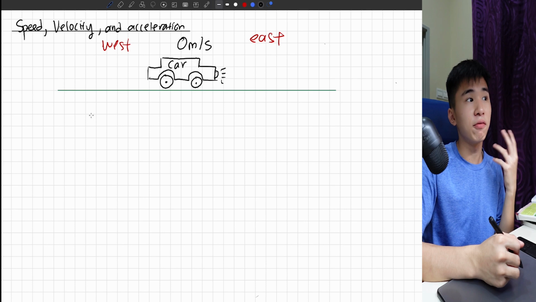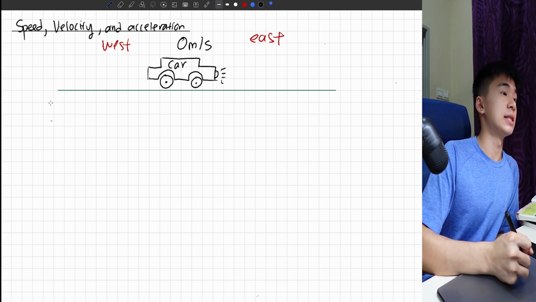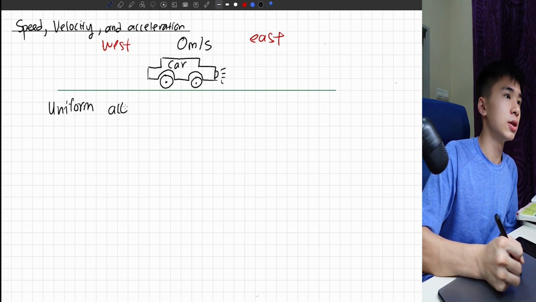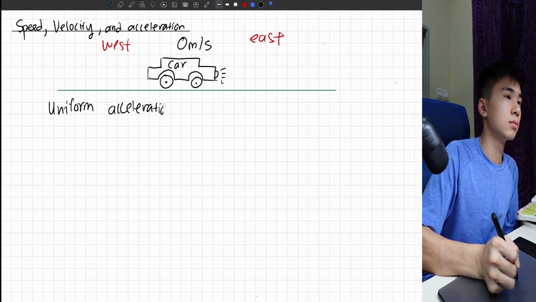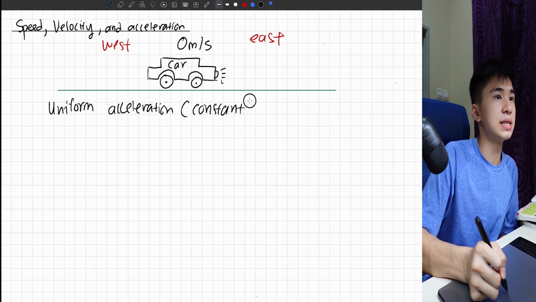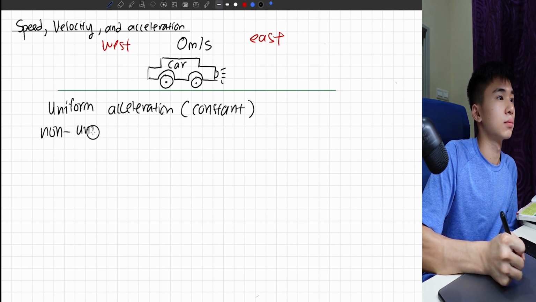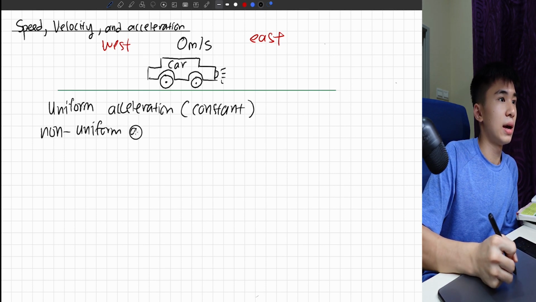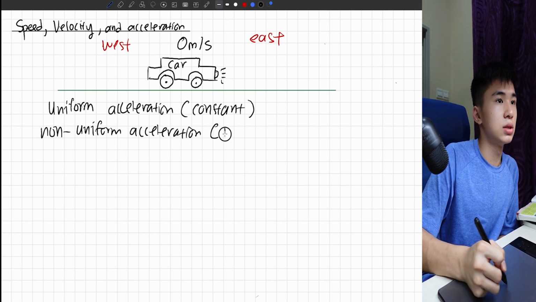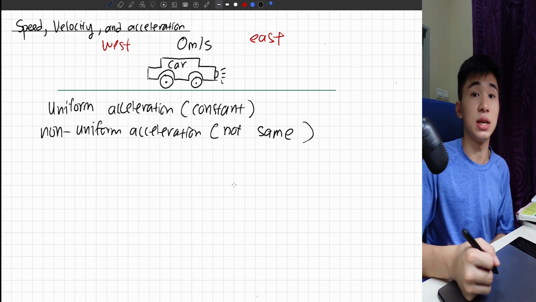So right now, there are a few terms for acceleration in physics. If the course book is talking about uniform acceleration, it means the same, constant. Uniform means same. And non-uniform acceleration means not the same. It is basically the opposite thing.